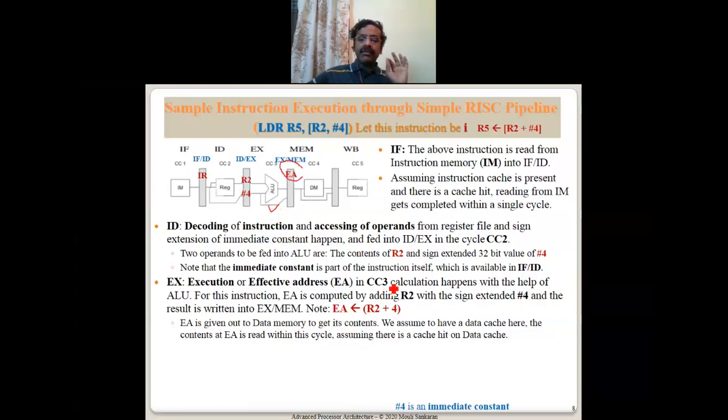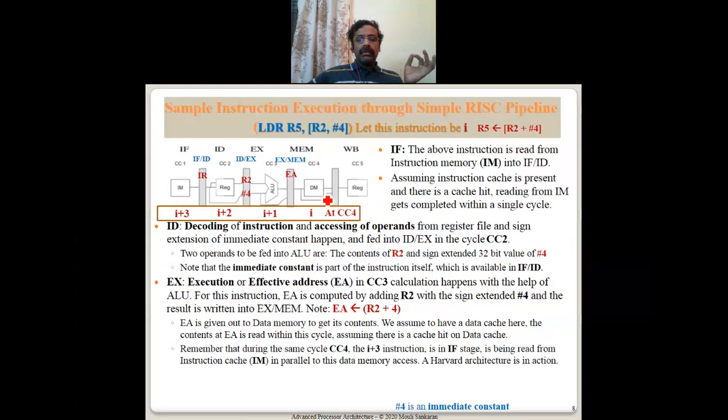Now what is this EA? EA is nothing but the effective address. After the index offset is added to the base address, it is called the effective address. You must be knowing this. So you have computed the address. Now we need to read from the memory whatever the content is at this address. So a memory read operation has to be performed. The previous instruction we saw, the add instruction, was not using the data memory at all, but I am showing you an instruction which uses the data memory here. So during CC4, data memory is accessed to get the value stored at the effective address, which has been computed by the previous stage.